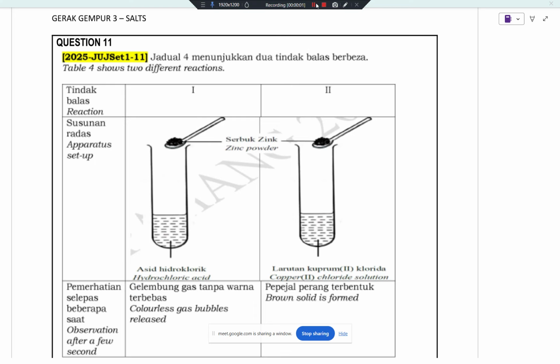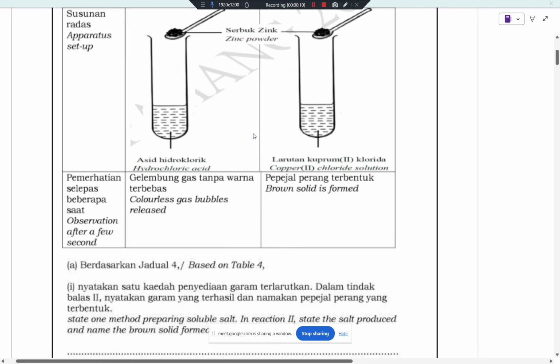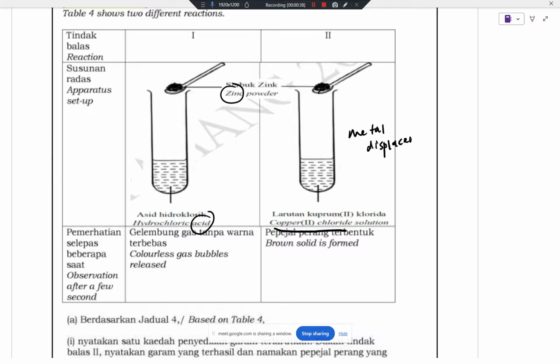Okay, question 11, salt chapter. We got two types of reaction here. Both use zinc powder. In one, they put zinc powder in hydrochloric acid, and in the other, they put zinc powder in copper(II) chloride solution. If we put zinc plus acid, it will produce a salt, right? So this is an acid reaction. In this one, copper(II) chloride, you put zinc, which is more electropositive, then this is a metal displacement. So you must know how to identify the differences between these two reactions.